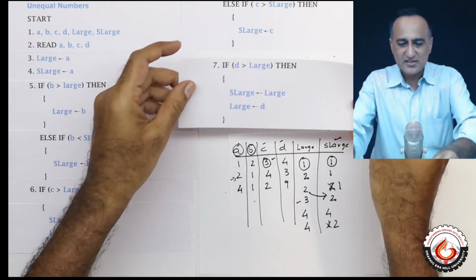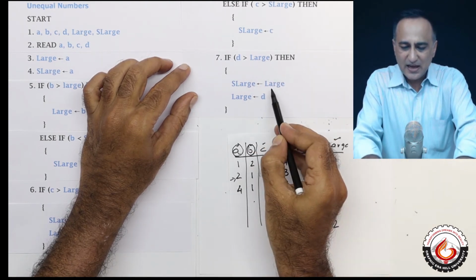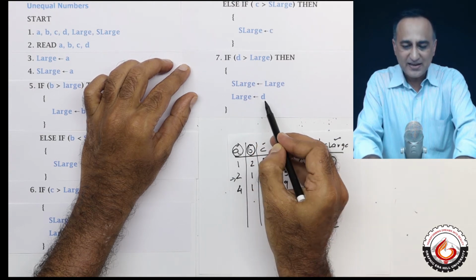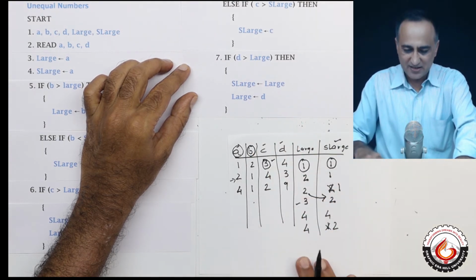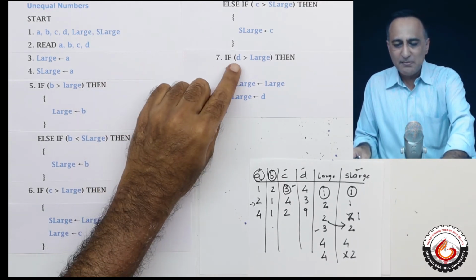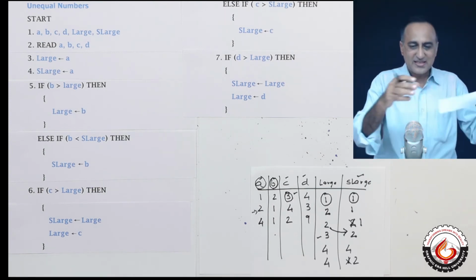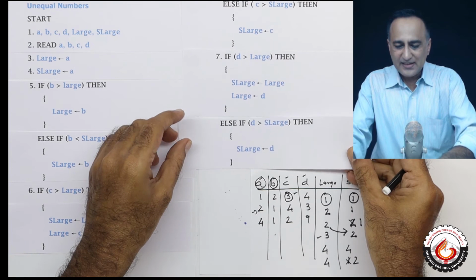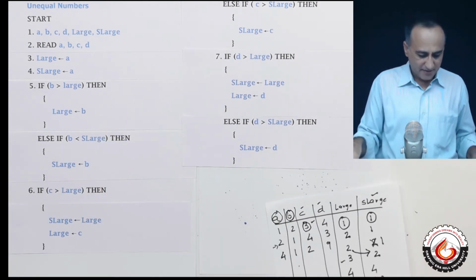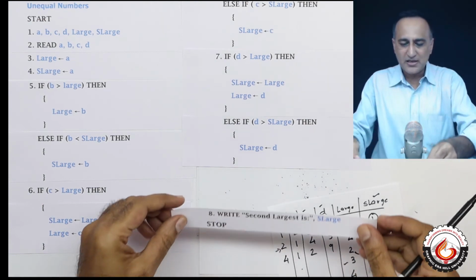So let's take this condition, 7th step. If D is greater than large, then I am moving the large value into second large, and the new value of D I am making as large. This is the next condition. Now there is also a possibility that D may be only greater than the second large. In that case, if D is greater than second large, then only the value of second large is replaced with D.